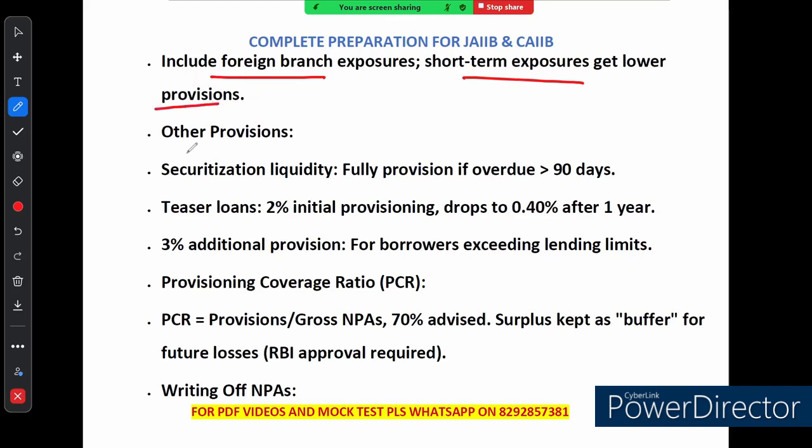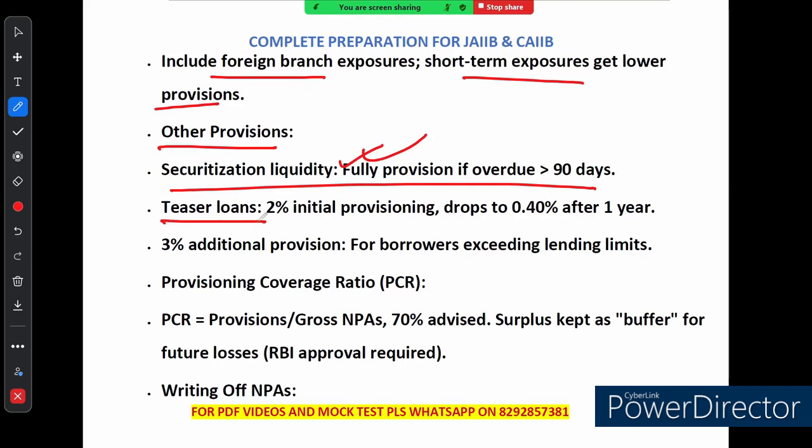And now let's move on to the other provision. If a bank has provided liquidity for a loan that has been overdue for more than 90 days, they have to fully provision for it. Remember it, that is called securitization liquidity.